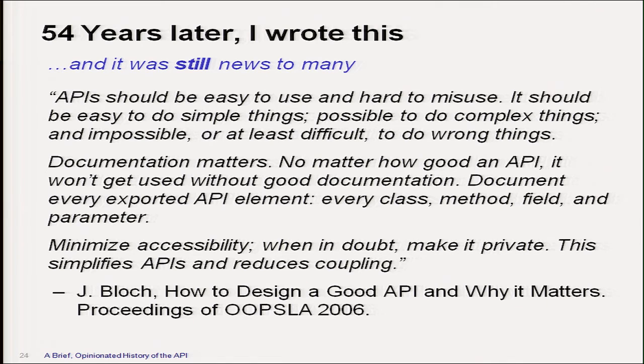Documentation matters. No matter how good an API, it won't get used without good documentation. Yeah, I stole that from Parnas, and Parnas, I think, came up with it independently of Wheeler. And finally, I said, minimize accessibility. When in doubt, make it private. This simplifies APIs and reduces coupling. So, right, all of those ideas were already present 54 years earlier.